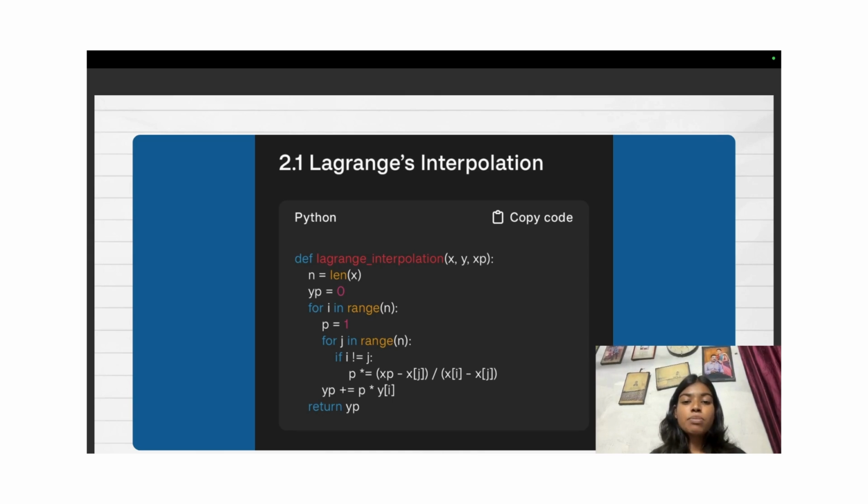def lagrange_interpolation, we will make a function named lagrange_interpolation(x, y, xp). n = len(x), yp = 0. Now we will use a for loop, for i in range(n): p = 1, and for j in range(n), if i is not equal to j, p = p * (xp - xj) / (xi - xj). yp += p * yi, and then at last return yp.